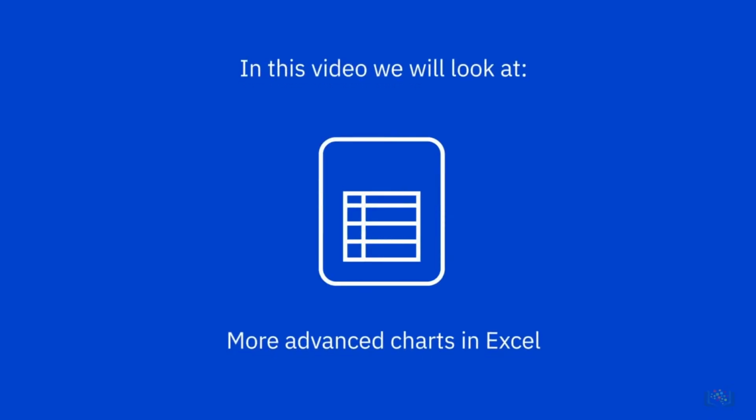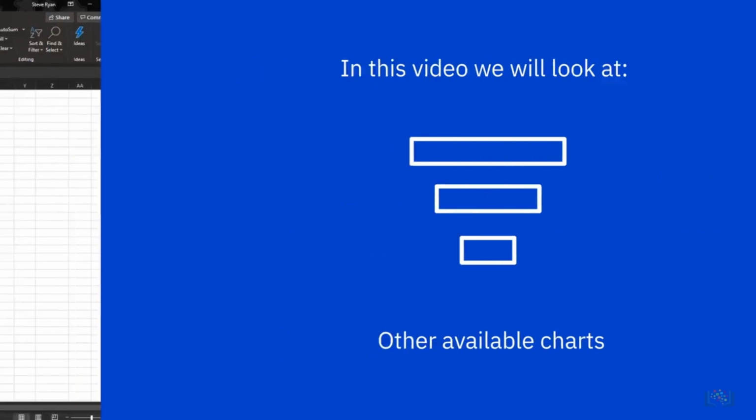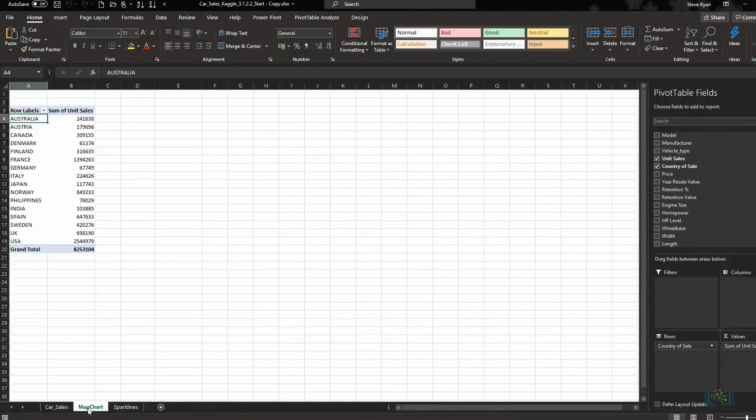In this video, we'll look at some more advanced charts in Excel. We'll first create a filled map chart, and then add sparklines to our data. And lastly, we'll briefly discuss some of the other charts available in Excel. Let's start with filled map charts.